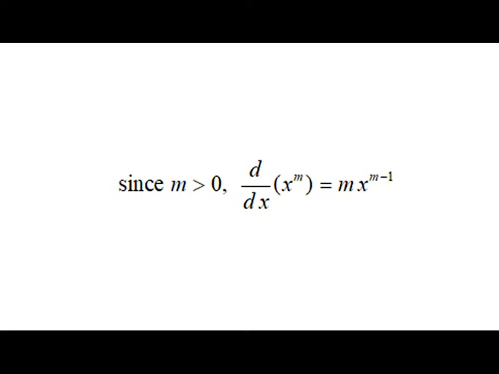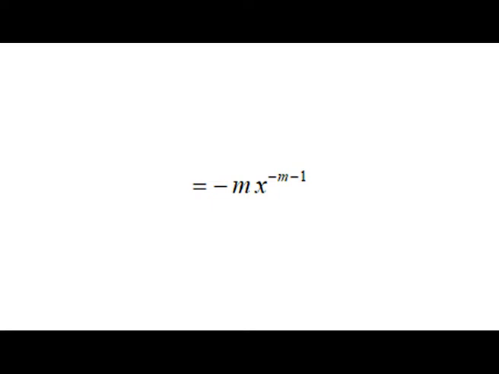Since m is greater than 0, d/dx of xᵐ equals m xᵐ⁻¹, and since the derivative of the constant 1 is 0, this is equal to negative m x⁻ᵐ⁻¹, which is equal to n xⁿ⁻¹, since negative m equals n.